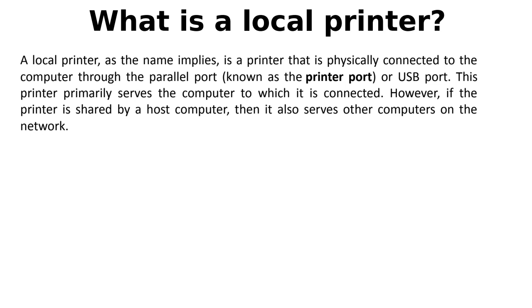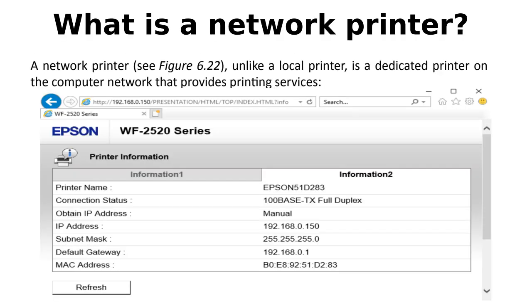But this is not practical. If you have a network, you are in a company, you cannot imagine that each employee will have his or her own printer that nobody else can use. So it's not practical, of course. A network printer is a dedicated printer on the computer network that provides printing services. For example, here we have this printer. You can see it has an IP address, subnet mask, and gateway.